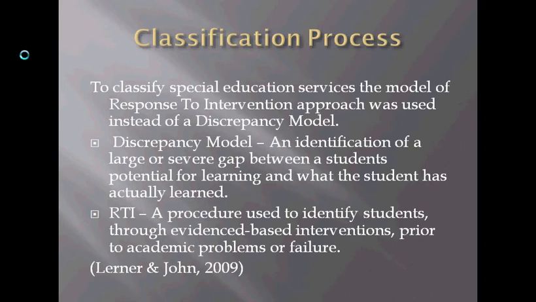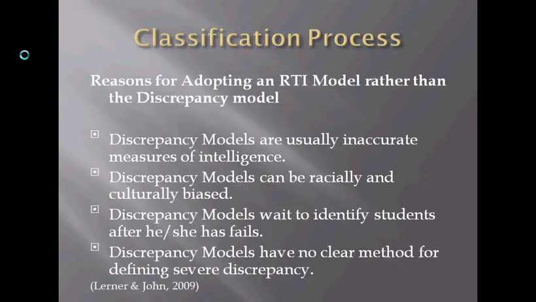The classification process: RTI versus the discrepancy model. The discrepancy model is an identification of a large or severe gap between a student's potential for learning and what the student has actually learned, whereas RTI is a procedure used to identify students through evidence-based interventions prior to academic problems or failure. The reasons for adopting the RTI model rather than the discrepancy model are that discrepancy models are usually inaccurate measures of intelligence. They can be racially and culturally biased.